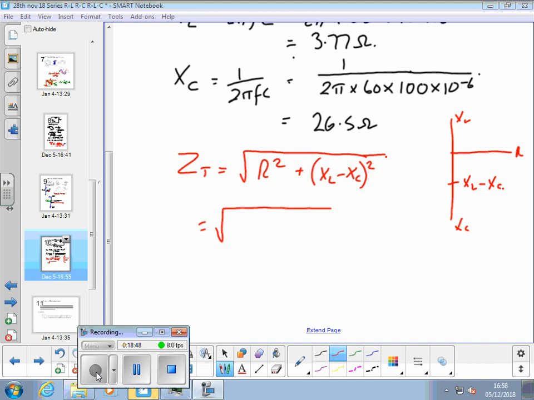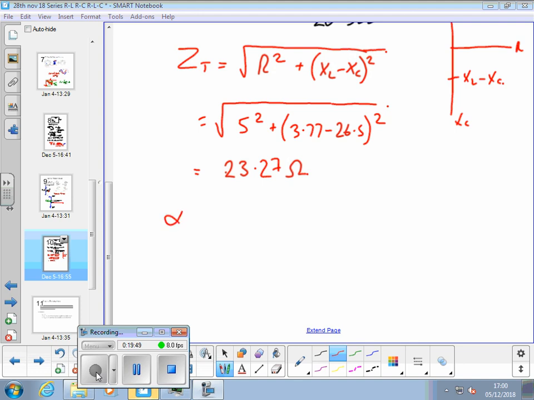Put the numbers in. 5 squared plus (3.77 minus 6.5) all squared. That comes out to 23.27 ohms.